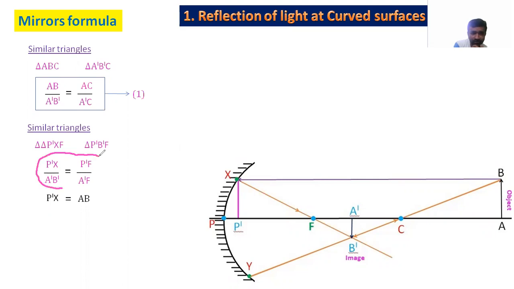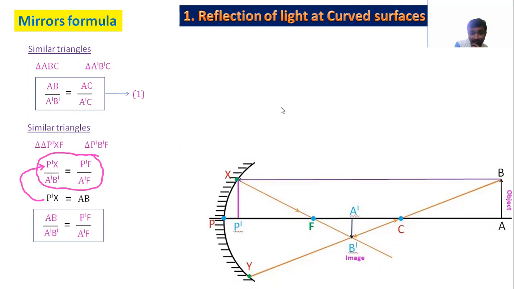Shall we replace in this equation? So I am replacing this P dash X by AB here, right? So what will I write? P dash X equal to AB, so we are substituting: AB by A dash B dash is equal to P dash F by A dash F. Up to here, everyone clear? Any confusion? Okay. So up to here is very clear. Then we will go for the next. Observe equation 1 and equation 2 here. What do you notice from equation 1 and equation 2?